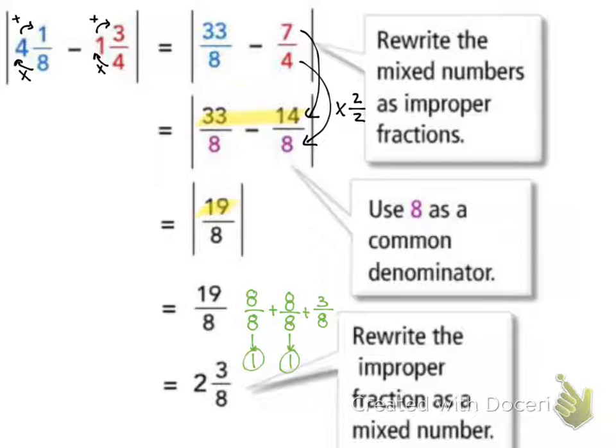And then I know those 8 over 8s count as 1 apiece, because 8 divided by 8 is 1. So I have 1 plus another 1 plus 3 over 8, which gives me 2 3/8, because 1 plus 1 is 2, and 2 plus 3/8 is 2 3/8. Okay, so you have to think about absolute value kind of like parentheses. They're your last step after you do everything inside of them.